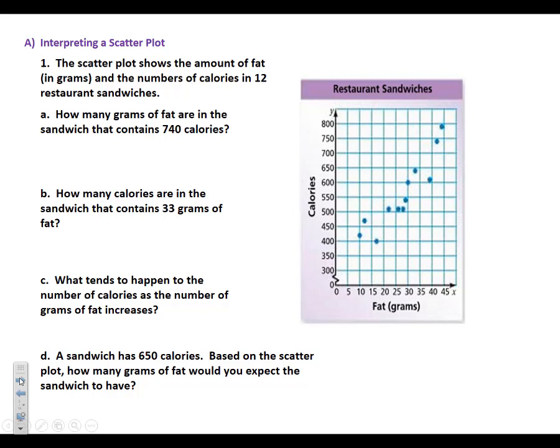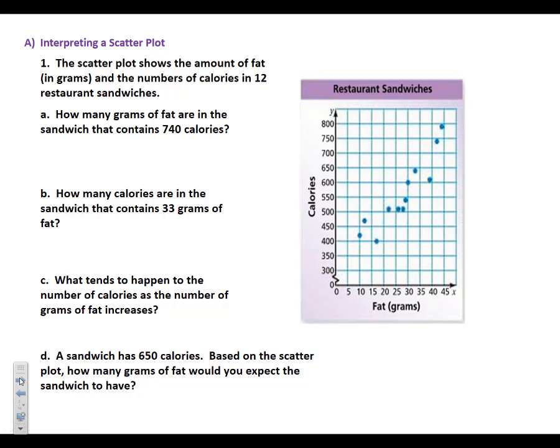That's what I know. And as I read, number 1 says the scatter plot shows the amount of fat in grams and the number of calories in 12 different restaurant sandwiches. So there must be 12 dots on there. All right. Part A says, how many grams of fat are in a sandwich that contains 740 calories?